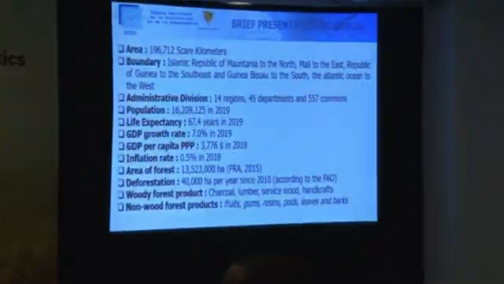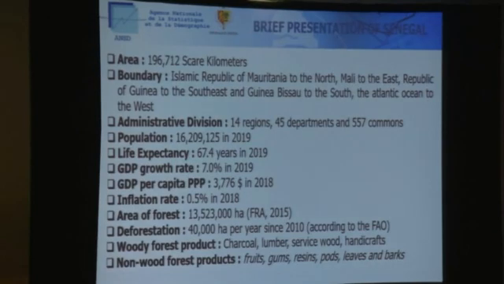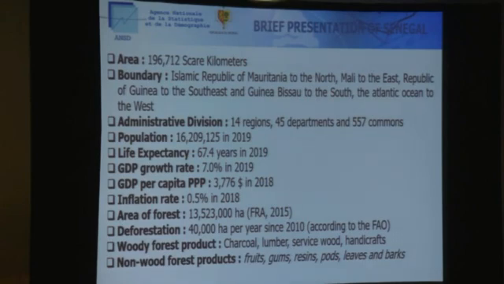Life expectancy is 67 years in 2019. The GDP growth rate is 7% in 2019. GDP per capita PPP is 2,776 in 2018. Inflation rate is 0.5% in 2018. Area of forest is 13 and a half million hectares, and deforestation is 18,000 hectares per year since 2010. Wood forest products are charcoal, lumber, service woods, and handicrafts, and the non-wood forest products are foliage, gums, resins, pods, leaves, and barks.